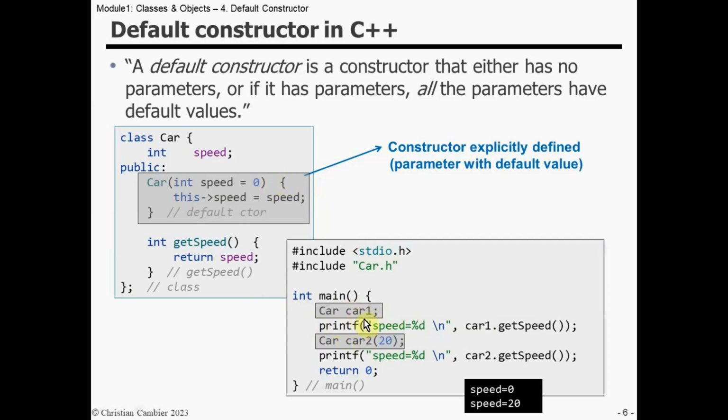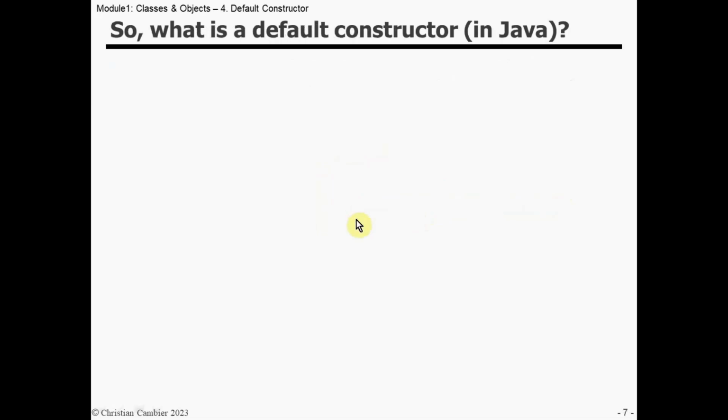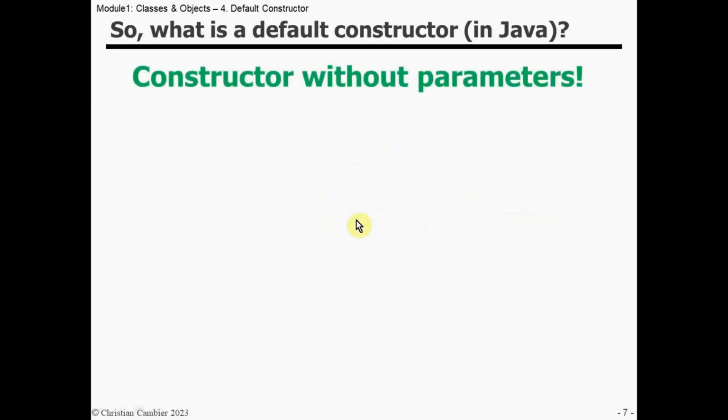And so whether a constructor is defined explicitly or implicitly. In this case in C++, it is explicitly defined because we defined this parameter with a default value. Okay, so this is the default constructor. So the name default constructor is the constructor whether it has parameters or not. So what is a default constructor in Java? The bottom line is a constructor without parameters, because this concept of parameters with default values in C++ doesn't exist in Java. So it is a constructor without parameters.